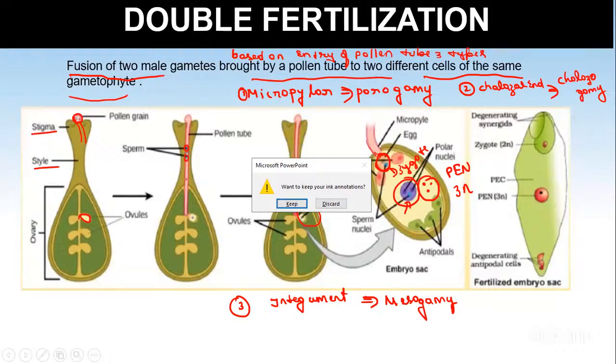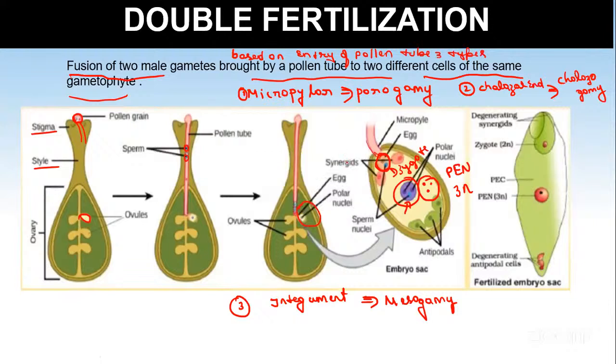Okay, let us understand this. What do you mean by double fertilization? Double means two times, right, guys? Here, the fusion is happening two times. So that's why it is called double fertilization.